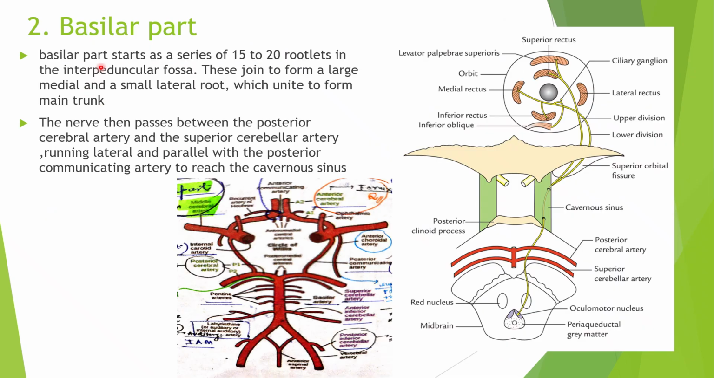Now, the basilar part starts as a series of 15 to 20 rootlets in the interpeduncular fossa, which join to form a large medial and a small lateral root, and they form the main trunk. The nerve then passes between the superior cerebellar artery and the posterior cerebral artery, and they run parallel with the posterior communicating artery to reach the cavernous sinus.